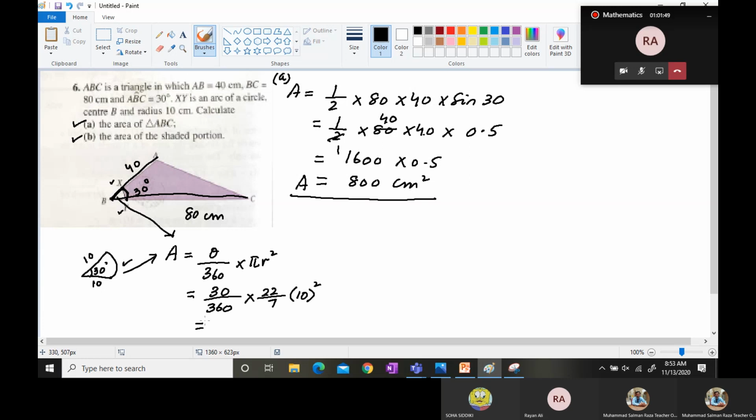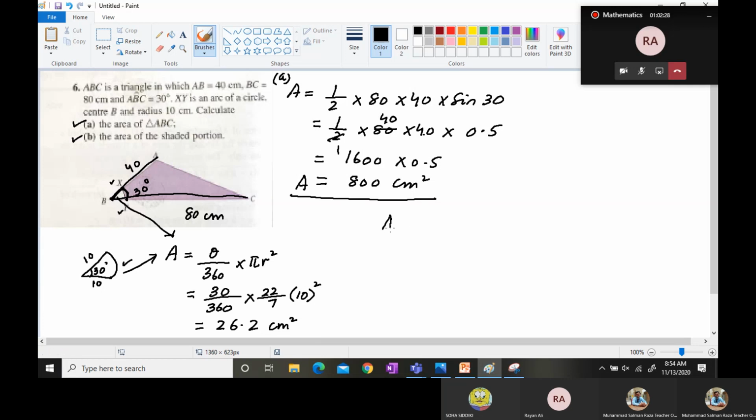When you find it using the calculator, 30 upon 360 multiplied by 22 upon 7 and then multiplied by the square of 10, it gives you the value 26.19. So 26.2 centimeter square is the area of this particular part.